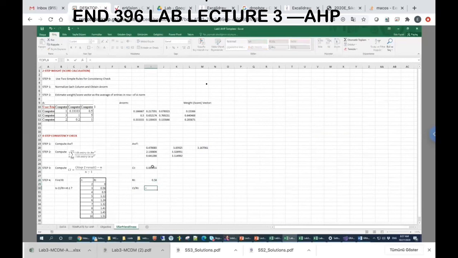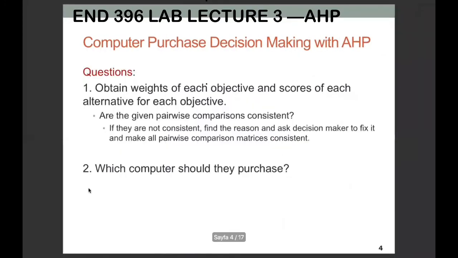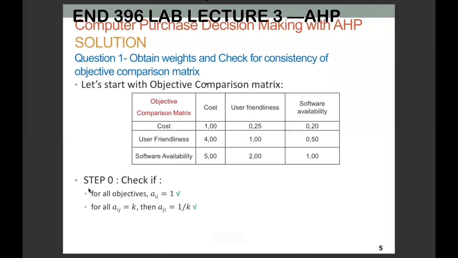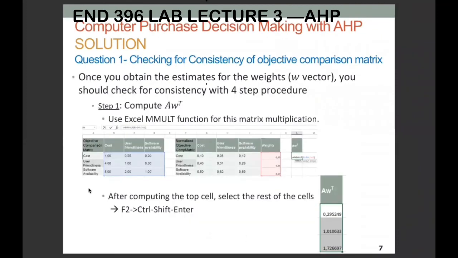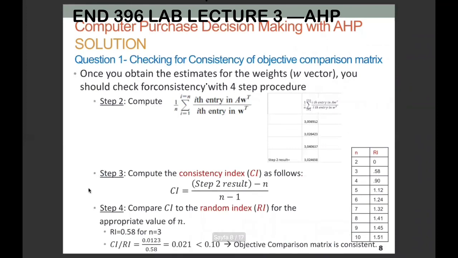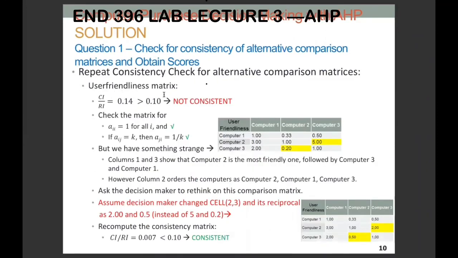Next, we will compute CI over RI. Is it less than 0.1? No, it is not less than 0.1. So let's return back to our presentation and talk about what we can do in order to make this matrix consistent. As you see here, our user-friendliness matrix is not consistent.